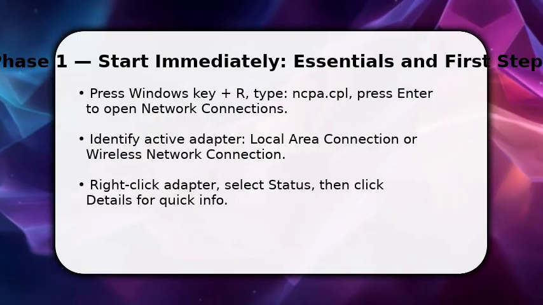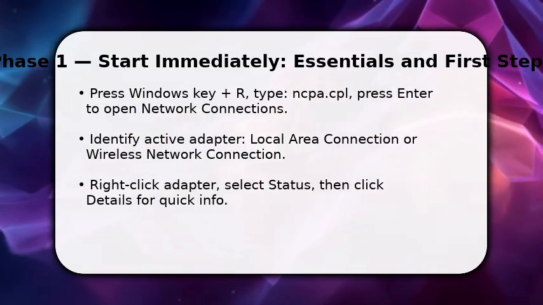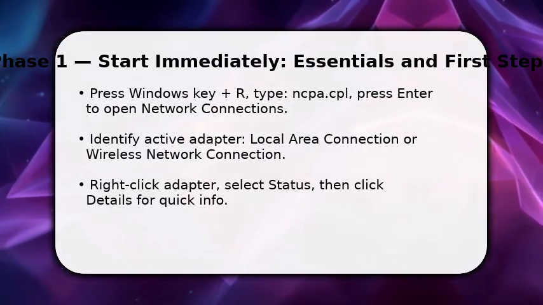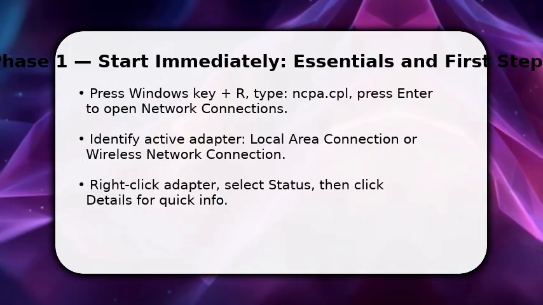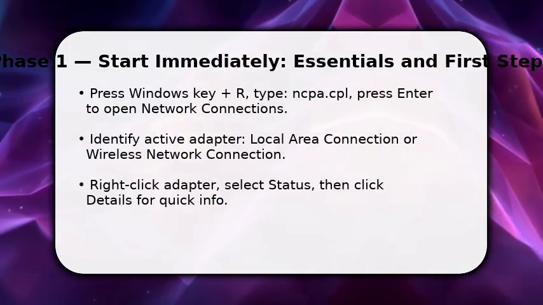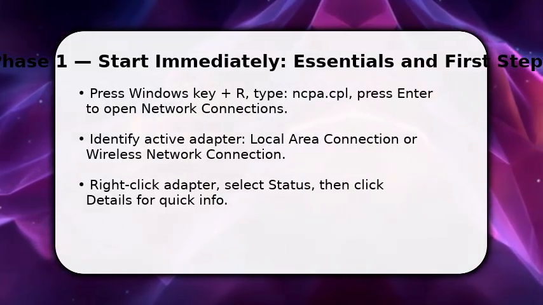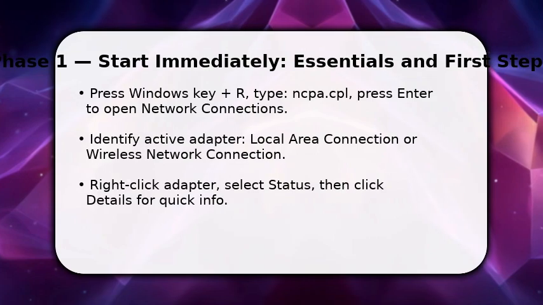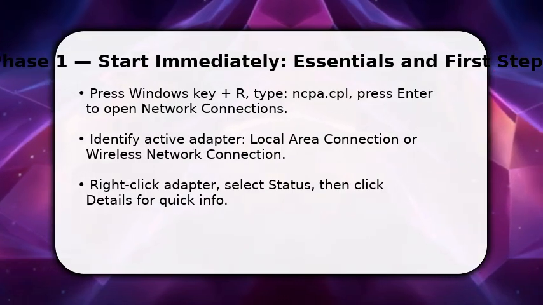Once the window appears, scan for the adapter showing activity, typically Local Area Connection for wired, Wireless Network Connection for Wi-Fi. Right-click that adapter, choose Status, and click Details to see a compact list. This step narrows down where the physical address lives, so you don't mistake other entries for the MAC.